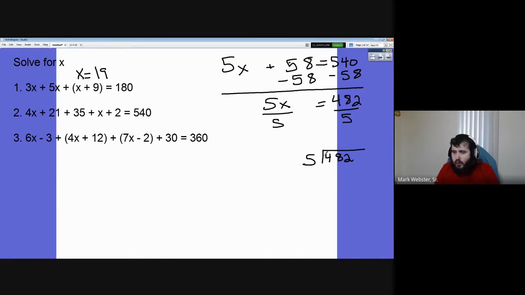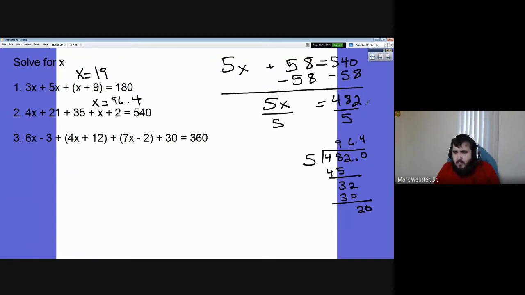5 doesn't go into 4, but it does go into 48 9 times. 9 times 5 is 45, right? That leaves us with 3. Drop down the 2. 5 goes into 32 6 times. 5 times 6 is 30, right? Leaving us with 2. Well, we're not done yet. We can drop down a 0. 5 goes into 20 4 times. So in this case here, we get 96.4.